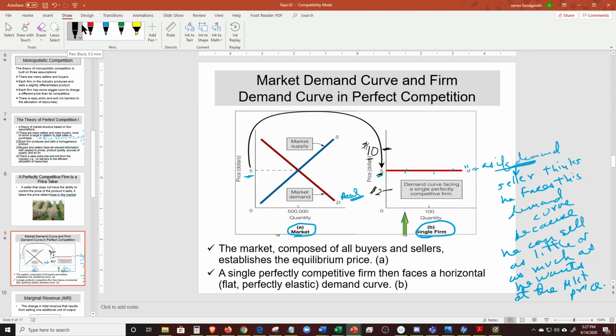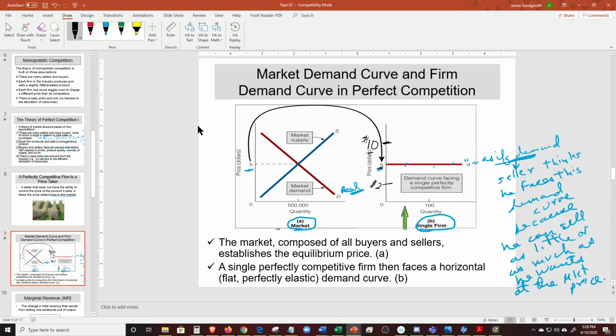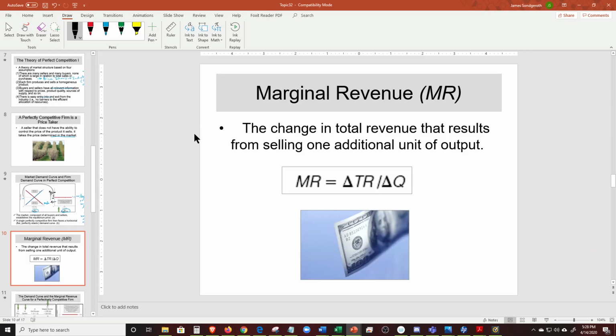All right, so that's why the demand curve looks horizontal for the competitive firm. This is going to have very important implications for profit maximization. So here we have to define marginal revenue. Marginal revenue is defined as the small change in total revenue brought about by a small change in output and quantity sold.